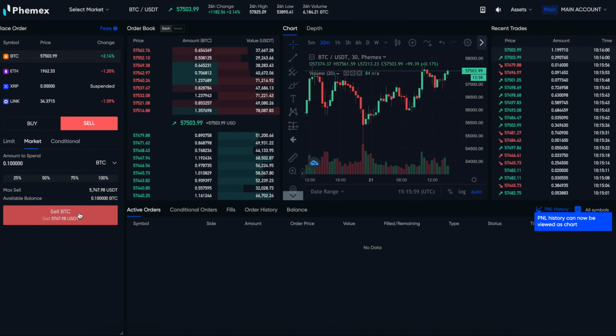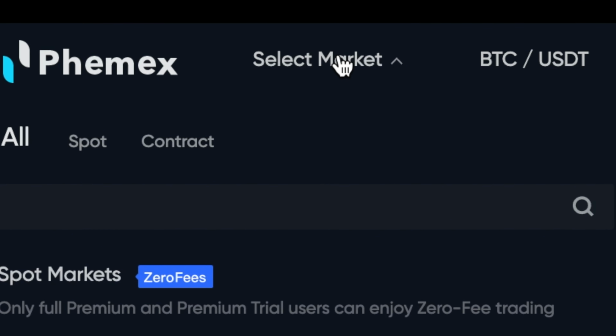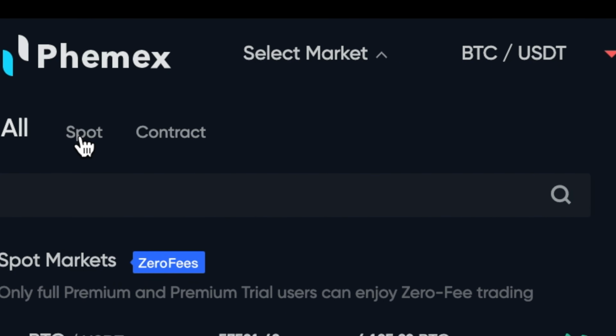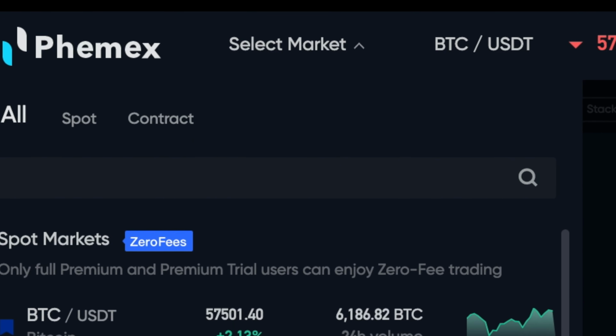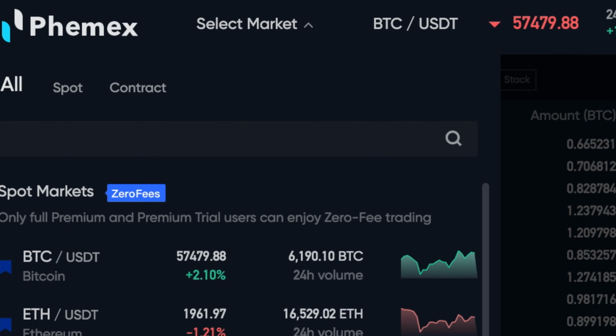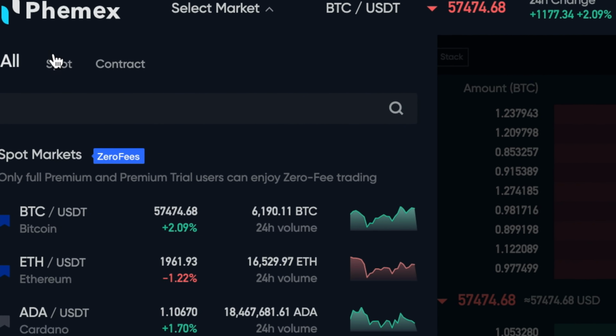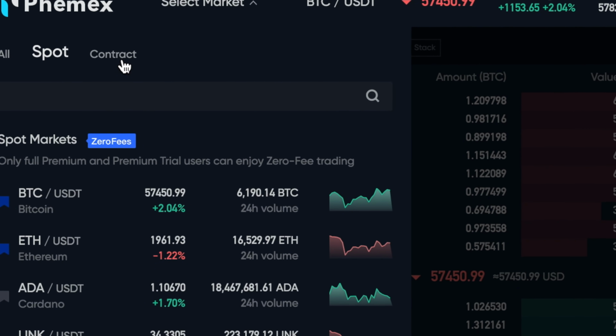But what we want to talk about today is contract trading or leverage trading, right? So how to get to that is we scroll up to select market. We come over here, and you can see they have it separated into spot and contract. Also, if you notice, you can favorite them by clicking this, and that'll pin them to the top if there's a certain crypto that you're interested in that you want to watch, or you can unpin it as well. So you have spot right here, or we have contract.